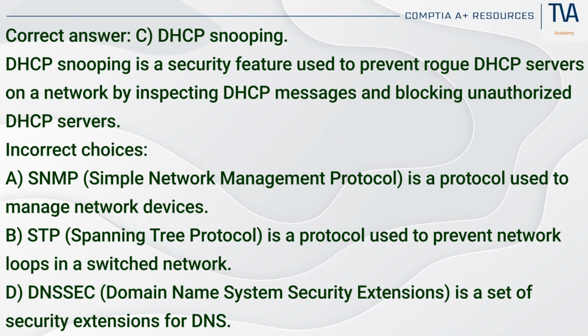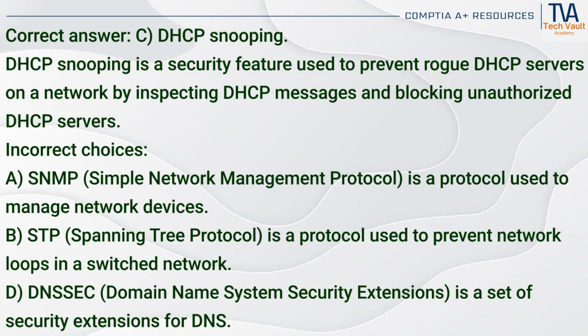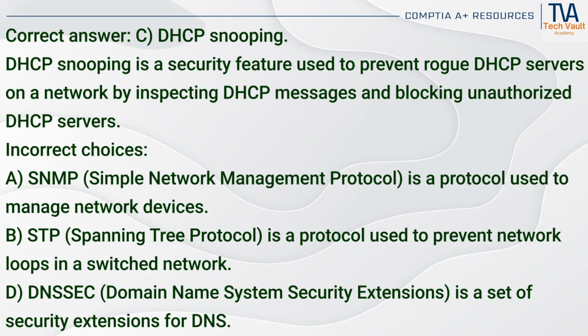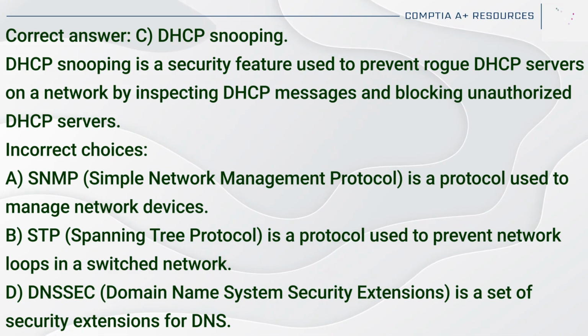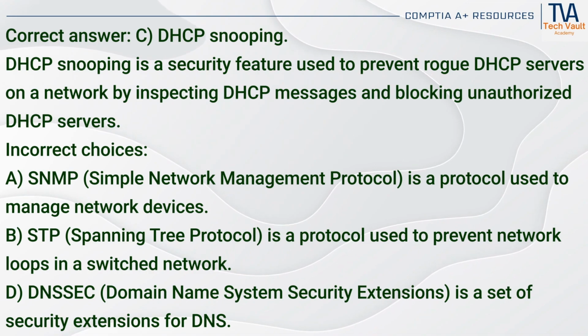Correct answer, C. DHCP snooping. DHCP snooping is a security feature used to prevent rogue DHCP servers on a network by inspecting DHCP messages and blocking unauthorized DHCP servers. Incorrect choices.